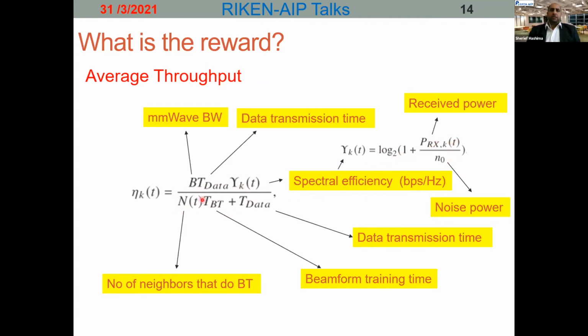And here N(t) is the number of neighbors that do beamforming training. For example, in the conventional search, all devices will do beamforming training, so this number will be large and the throughput will be low. T_BT is the beamforming training time, and T_data is the data transmission time.